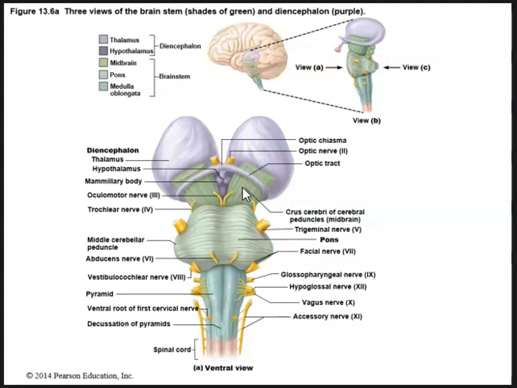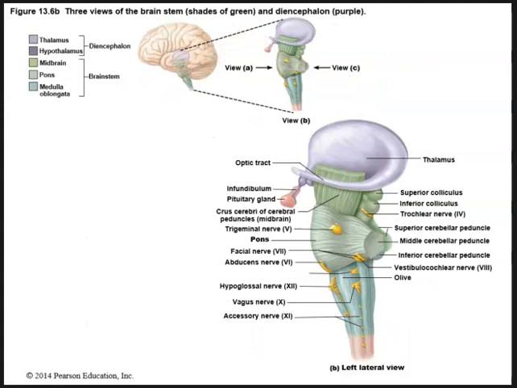And then having the different peduncles connecting the cerebrum and the cerebellum. Just another lateral view. So we can see the superior cerebellar peduncles. And then we have cerebral peduncles. So cerebellar peduncles and cerebral peduncles.